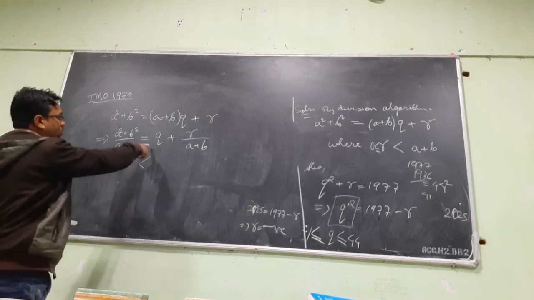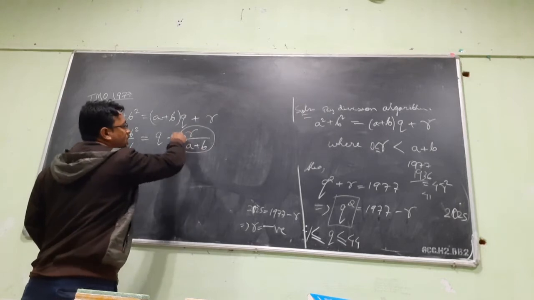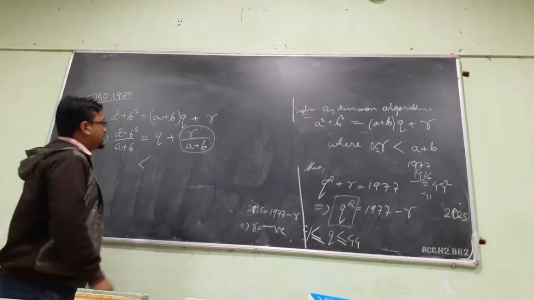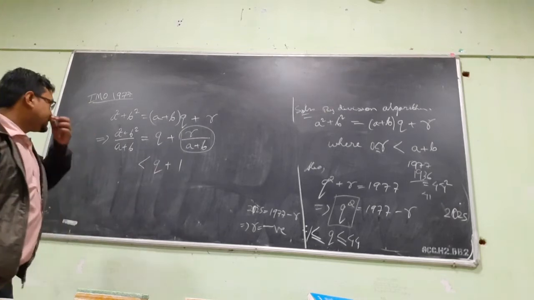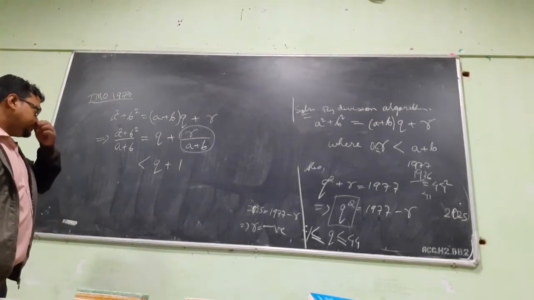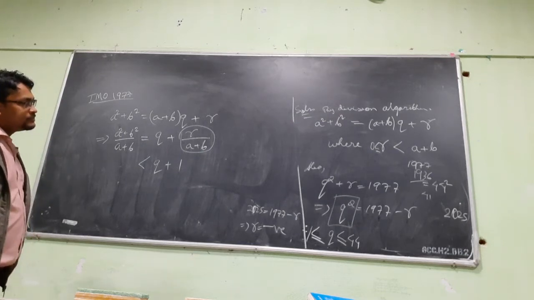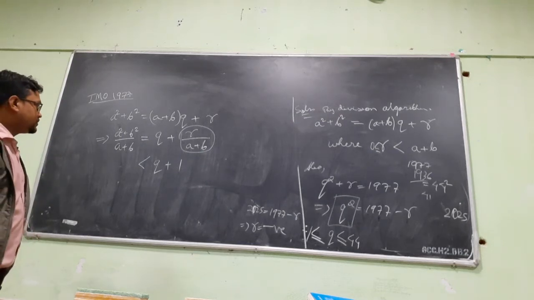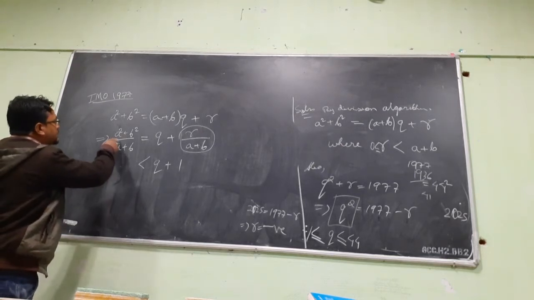So you get this equal to q plus r by this. Okay, what can I write about this? r by a plus b is less than 1. So this quantity is actually less than q plus 1. Okay, q plus 1, take it. It is less than q plus 1. Okay, and then we will try something here.